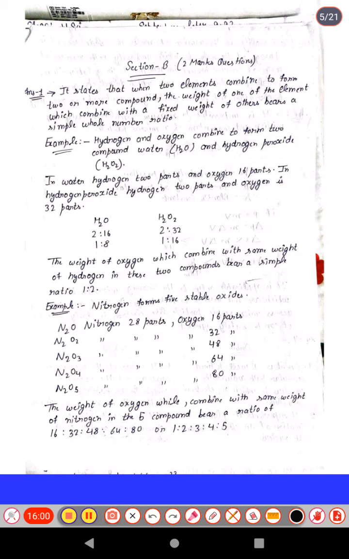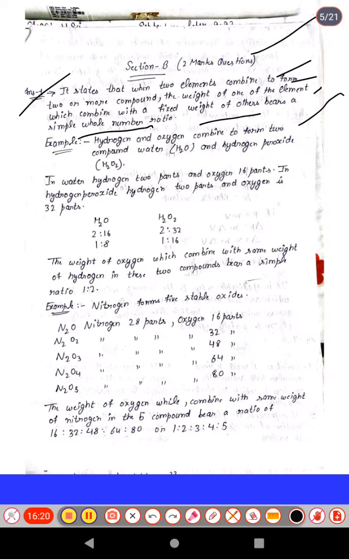So start from Section B. These are 2-mark questions. Now let's start with the answers. Law of multiple proportions: it states that when two elements combine to form two or more compounds, the weight of one element which combines with a fixed weight of another element bears a simple whole number ratio. So it can be proved by an example.